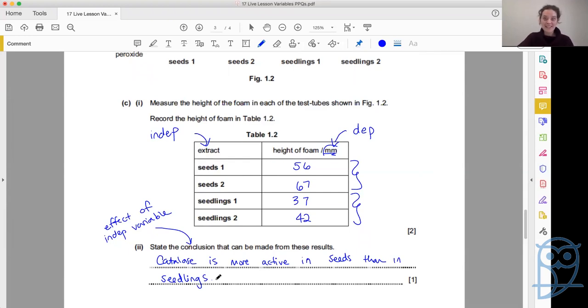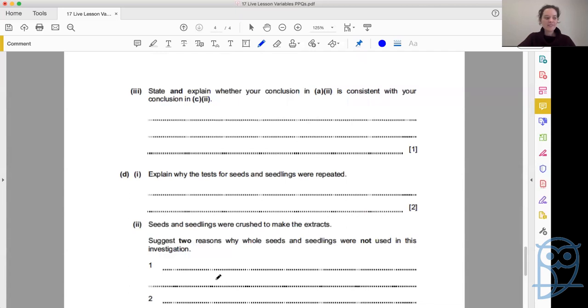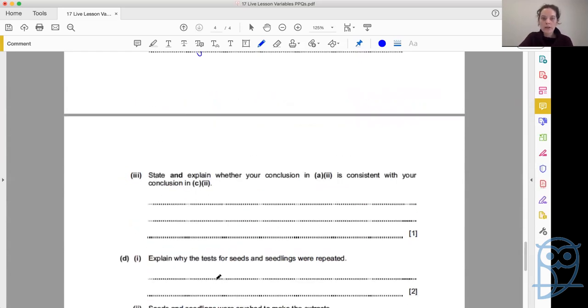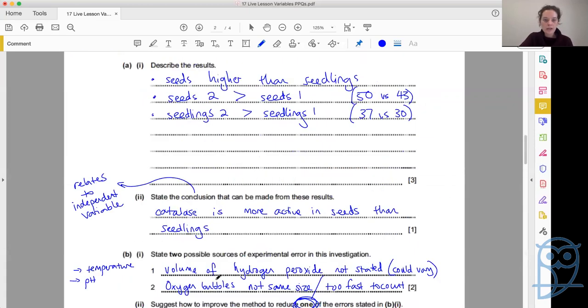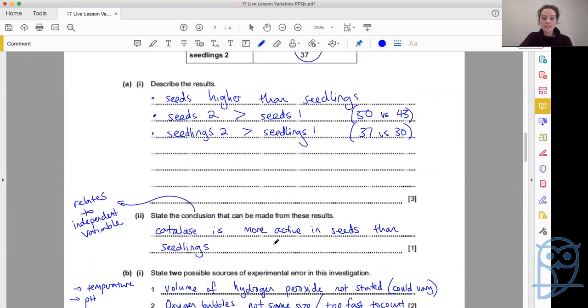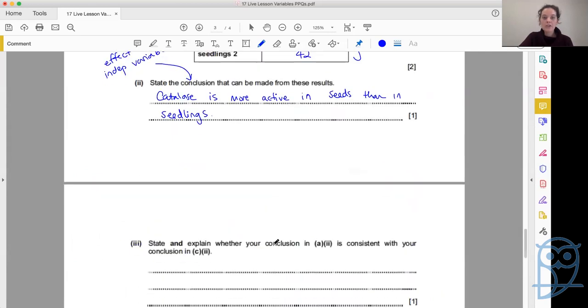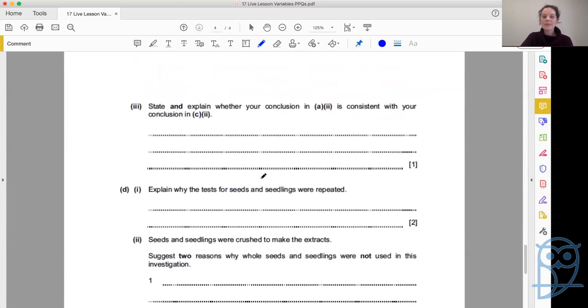Okay, so what comes next? They asked us to state and explain whether your conclusion in A part 2 is consistent with your conclusion in C part 2. A part 2 is all the way here: catalase is more active in seeds than seedlings. C part 2: catalase is more active in seeds than seedlings. So, are they consistent? They're not only consistent, they're exactly the same. So yes, they are consistent.